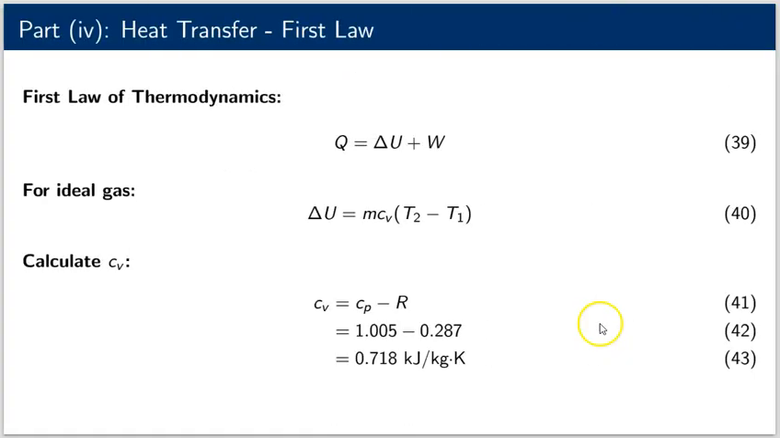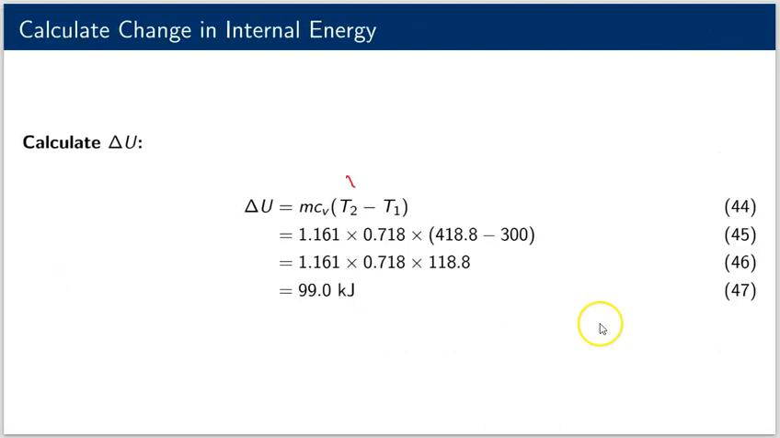Next, for the first law of thermodynamics, we have to calculate the heat transfer. So Q is equal to del U plus W. Here del U is equal to mCv (T2 minus T1). We know Cp minus Cv is equal to R, so Cv is equal to Cp minus R. Here we plug Cp, which is given as 1.005, and R, so Cv we will get 0.718 kilojoule per kg Kelvin. If we plug all this, T2, T1, m and Cv we know, so del U will be 99.0 kilojoule.